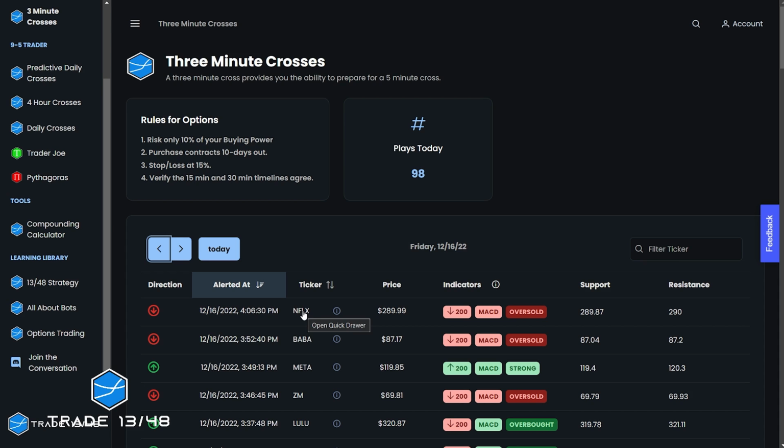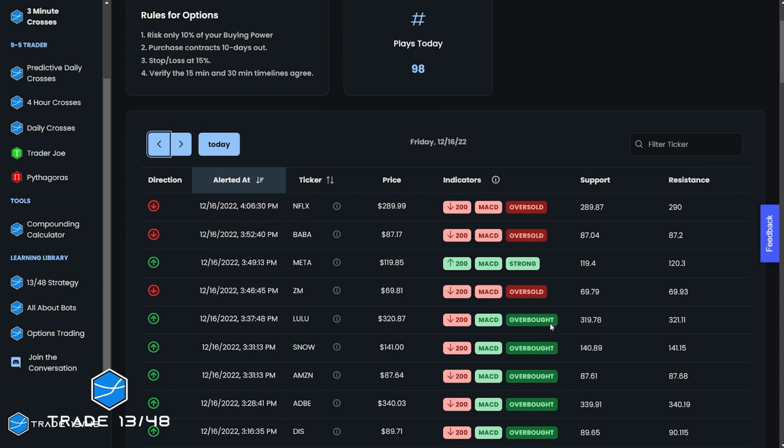But before we get there, we break it all down for you. We let you know if price is below the 200 EMA. We let you know where the MACD is currently. Is it bearish or bullish? Green would equal bullish, red would equal bearish, and then we'll let you know where the RSI is. Is it oversold or is it overbought?